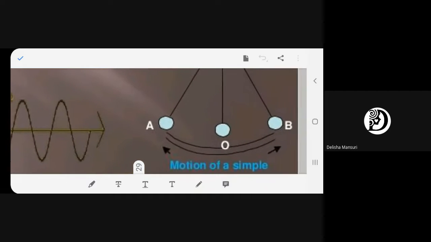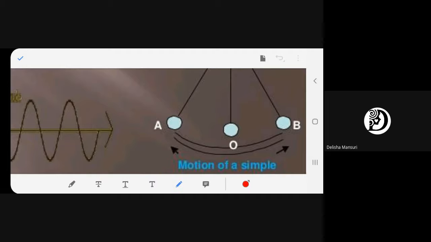And over here, if we talk about the pendulum, this much distance or this much distance is the amplitude. Am I right? This is the central position. So this much distance OB or OA becomes the amplitude of the pendulum. Is it clear?